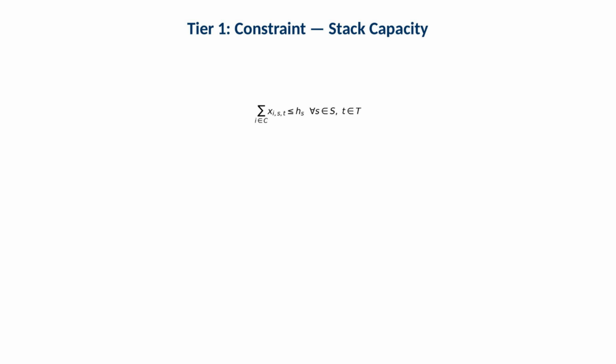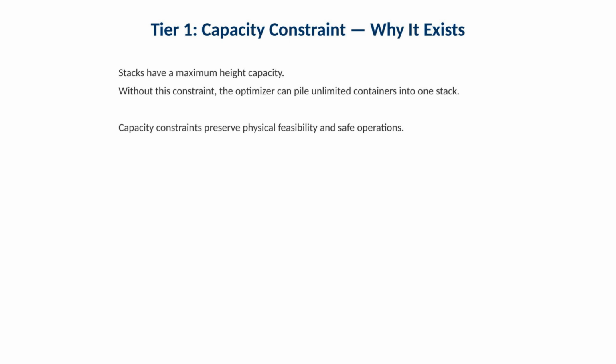This slide introduces the stack capacity constraint. It limits how many containers can be assigned to a stack at a given time. Operationally, it is the physics rule of the yard. Without it, the optimizer could pile an unrealistic number of containers into one stack to reduce blocking on paper. Stacks have a maximum height capacity. Without this constraint, the optimizer can pile unlimited containers into one stack. Capacity constraints preserve physical feasibility and safe operations. They also protect realistic crane work, because stacking beyond capacity would force illegal moves or unsafe configurations.